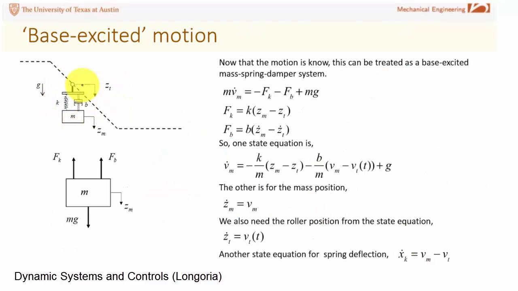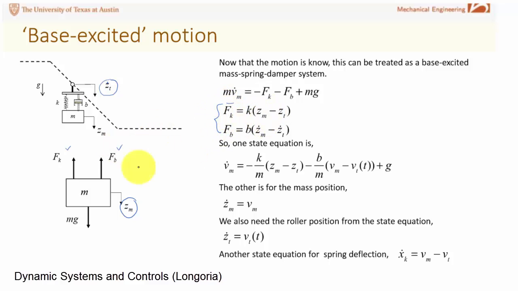Now for the model of the mass spring damper system, we have a model for this input as a velocity, I should put that z dot t, but also as a position coming down. So we know the base excitation here, and now we just look at a free body diagram of that mass. We have the spring force, the damping force, and the gravitational force. We want the equation for the motion of that mass. So that's m v dot m, in the vertical direction, is minus fk minus fb plus mg. The forces fk and fb are as defined here.